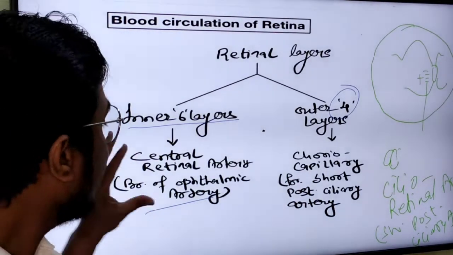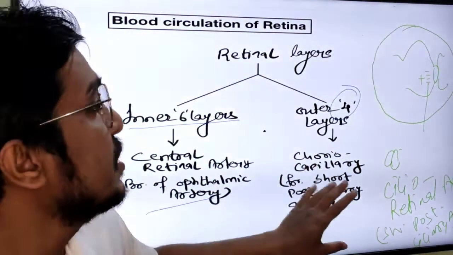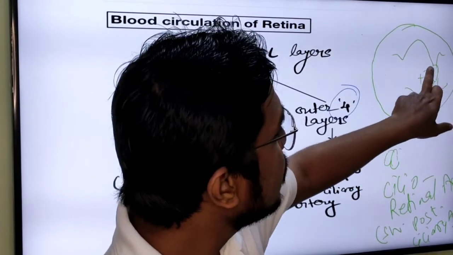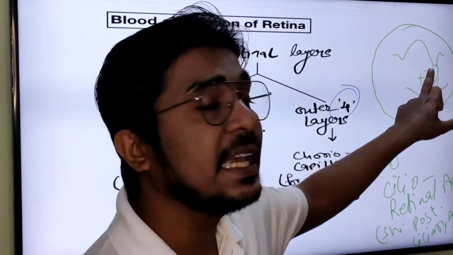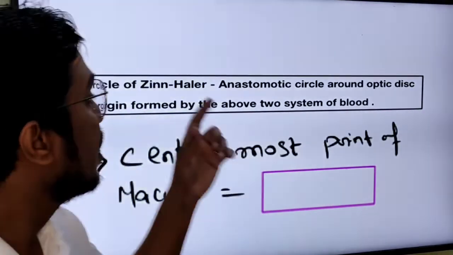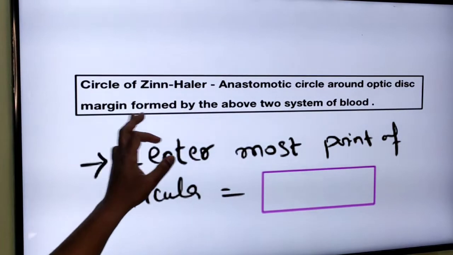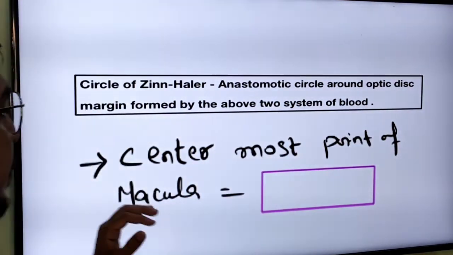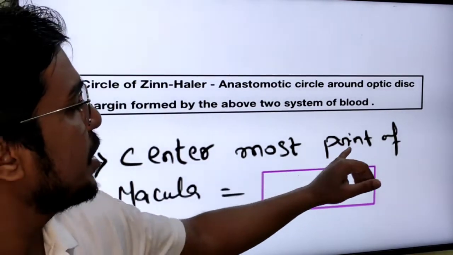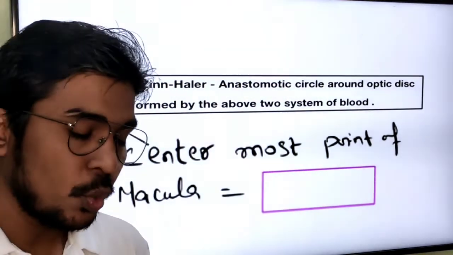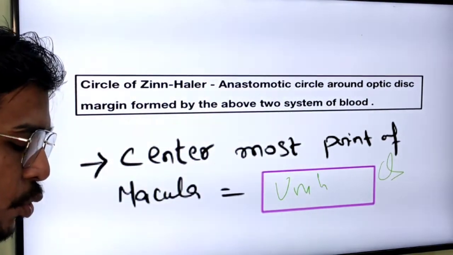Now this central retinal artery and this choriocapillary dual circulation anastomose around the optic disc, and when they anastomose around the optic disc, they form a circle, and this circle is called the circle of Zinn and Haller because of the anastomosis around the optic disc from the above 2 blood systems. And an important point to understand is the centermost point of the macula. So what is the answer? It is very important. They have asked you in the examination, that is, it is the foveola.